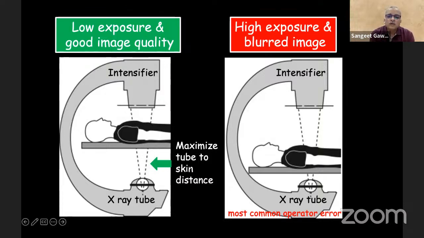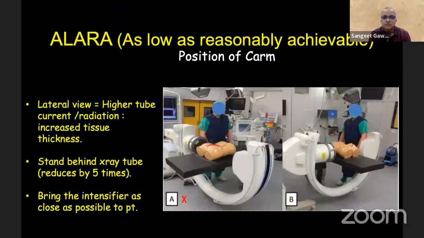So the tube should be at a good distance, so that you get a low exposure and a good quality image, which can be magnified on the monitor rather than manipulating it here with the X-ray tube. So keep a safe distance. The tube should not touch the floor. It should be a little away, and then take an exposure like that.